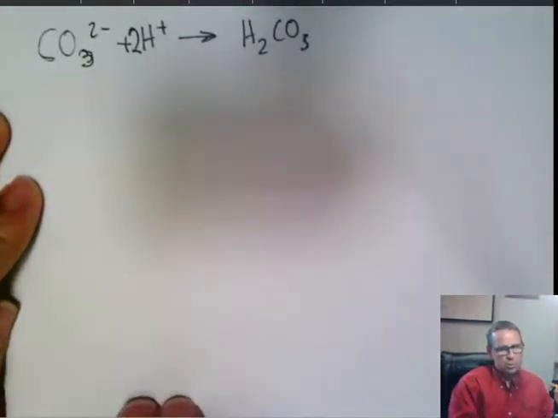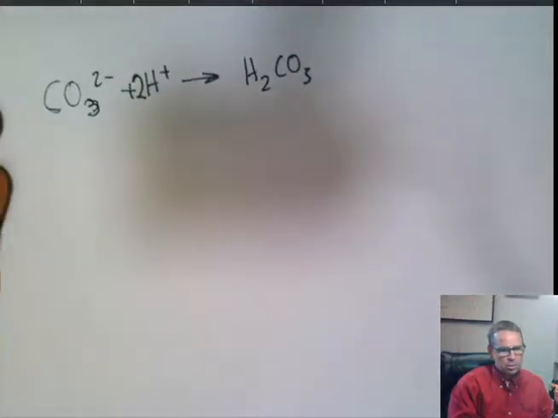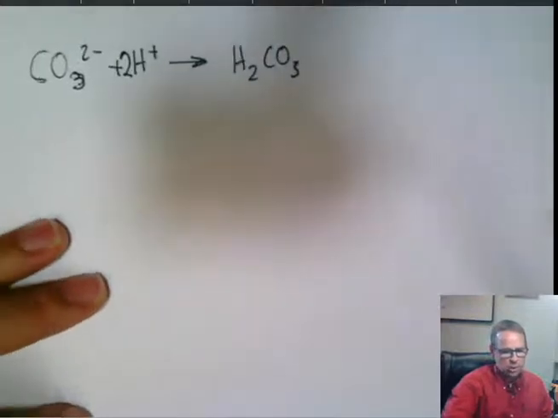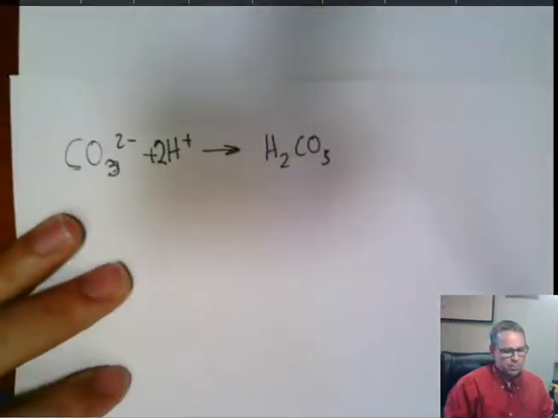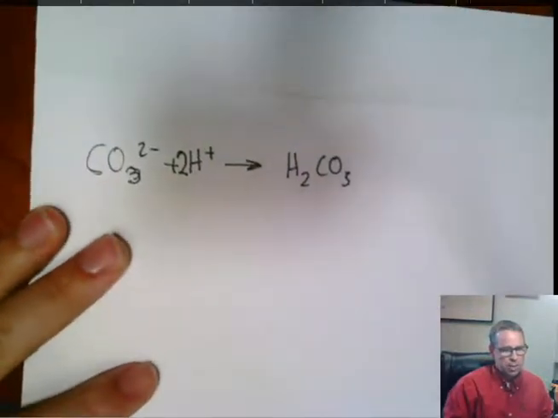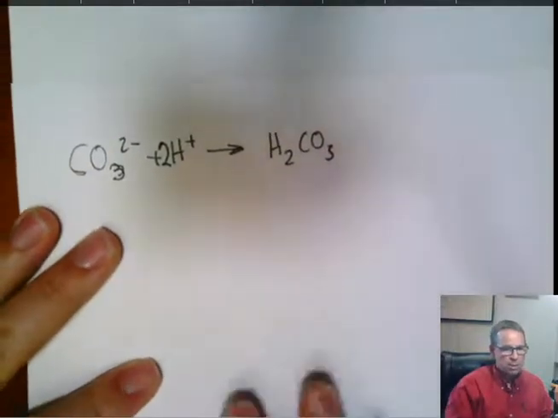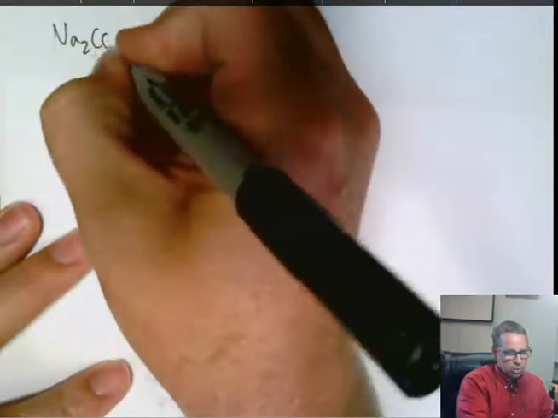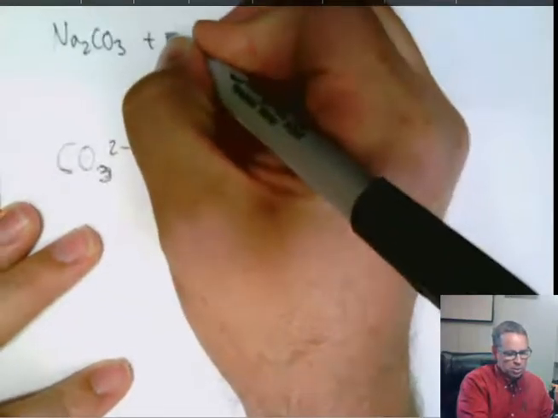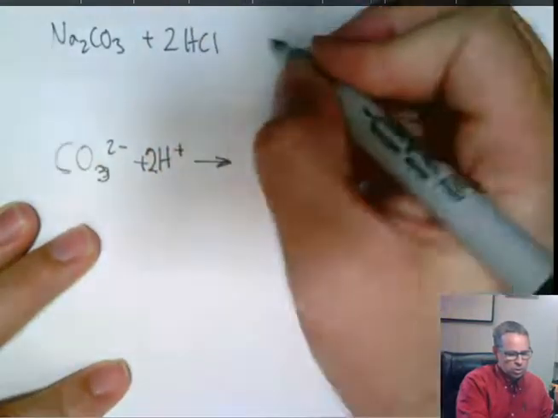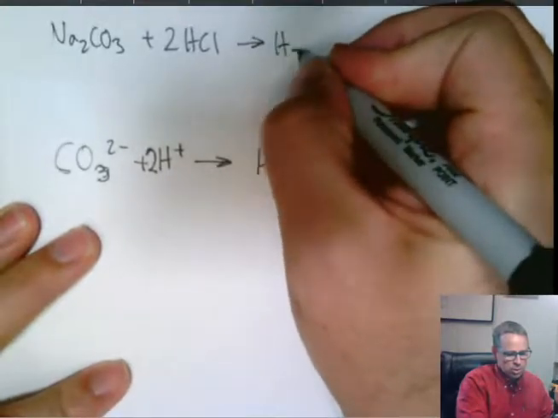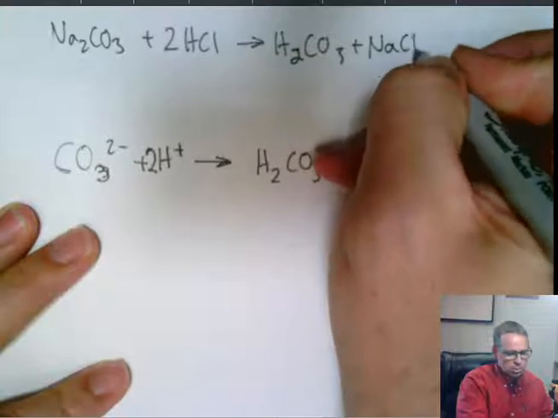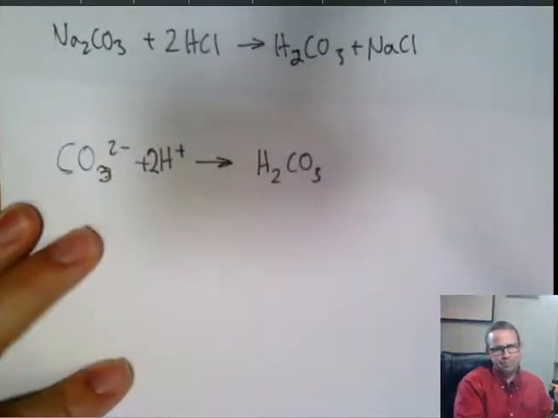To help us feel comfortable, we'll just draw the molecular equation as well. Okay. Right, so in the molecular equation, if we don't get rid of the spectator ions, we have Na2CO3 combining with 2 HCl's to form H2CO3 and sodium chloride. Right?